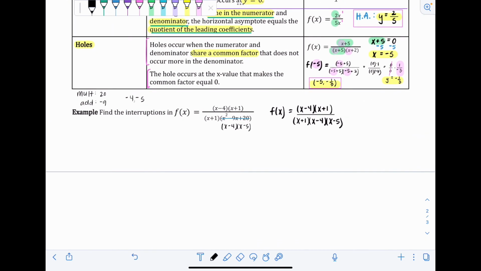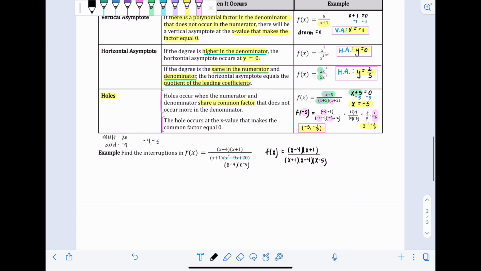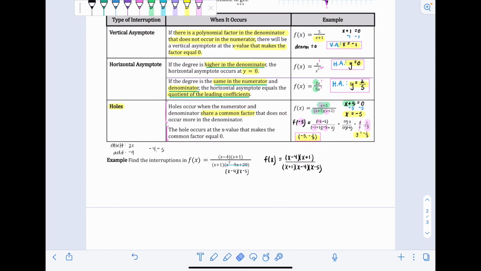Okay, and then we're just going to go piece by piece. So we'll start with the vertical asymptote all the way at the top. For a vertical asymptote, if there's a polynomial factor in the denominator that does not occur in the numerator, there's going to be a vertical asymptote. So we do have that.